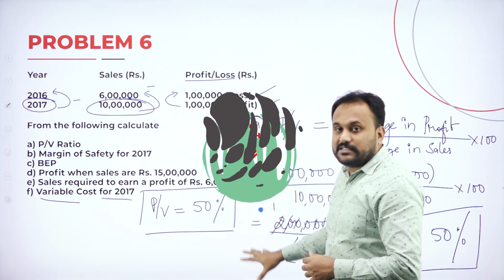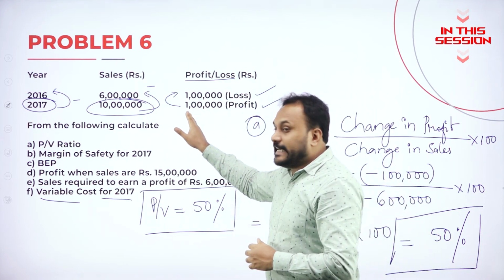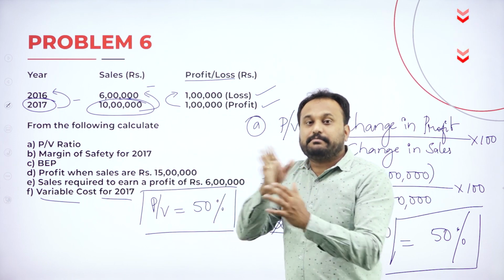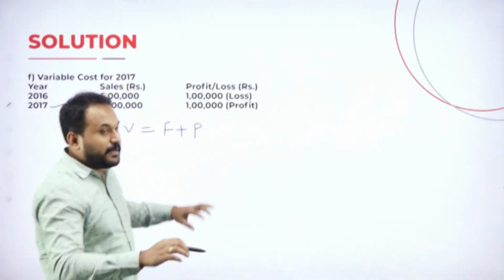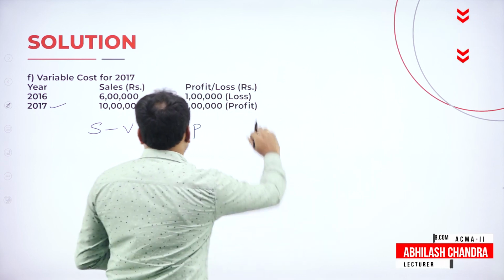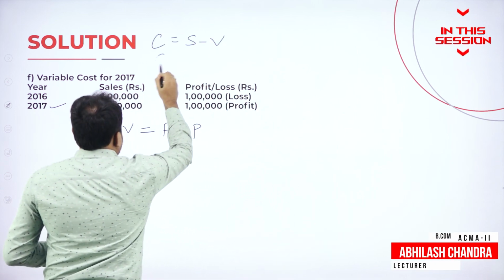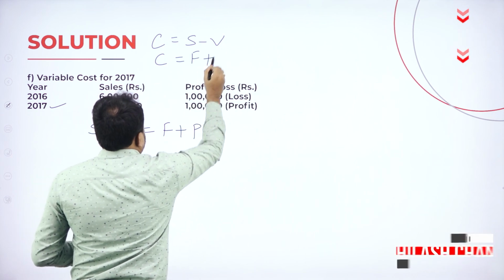Whenever we go with this type of question, current year minus loss, when you do it, minus of minus becomes plus. Let me write a contribution formula for you here. Contribution is equal to S minus V. Contribution is equal to F plus P.